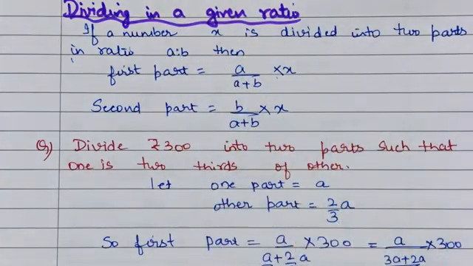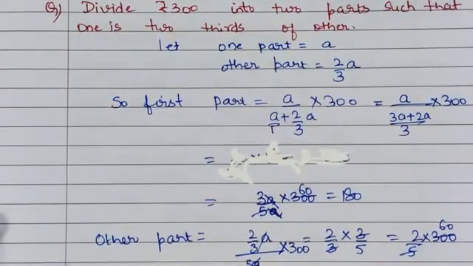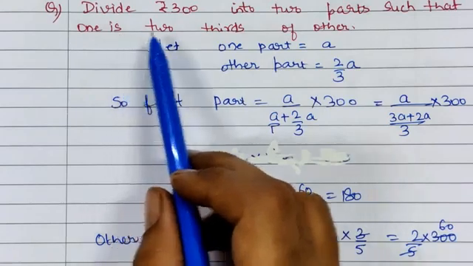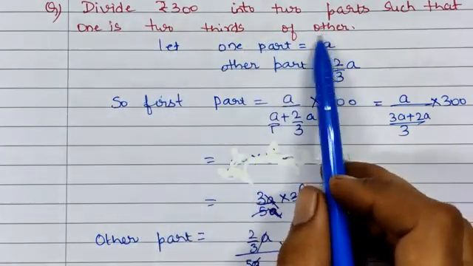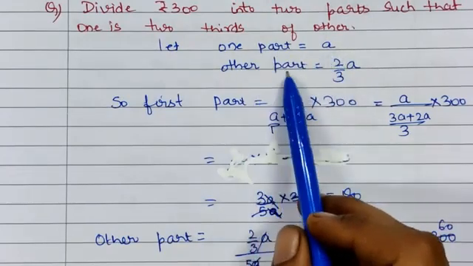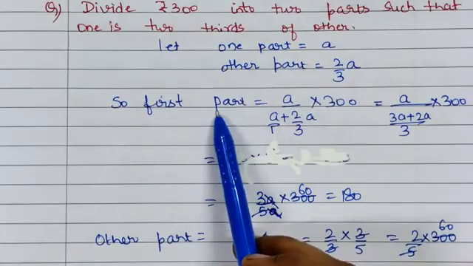Then the second part will be the second part of the ratio upon the sum of 2 parts, into the number. Let us apply this formula in a question. We have to divide 300 rupees in 2 parts such that one is 2/3 of the other. Now one part is a. If we take that, the other part will be 2 by 3a.